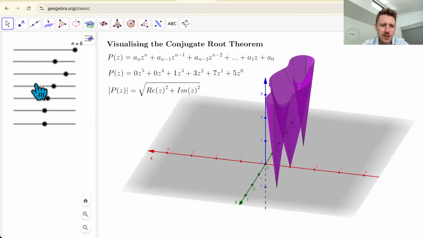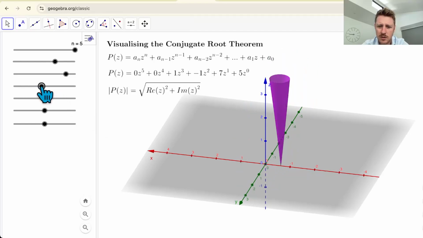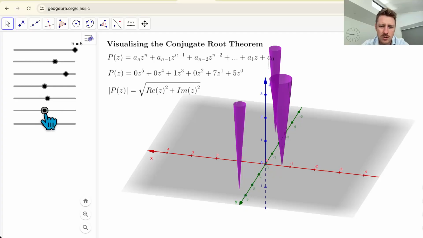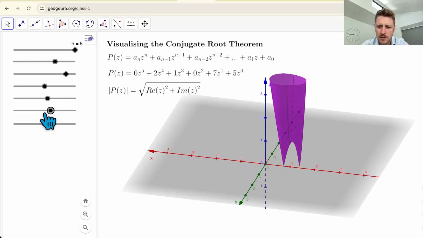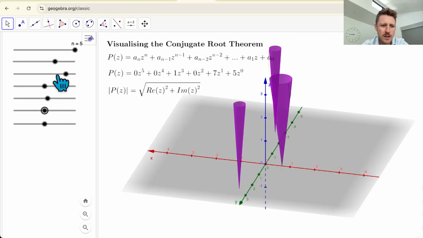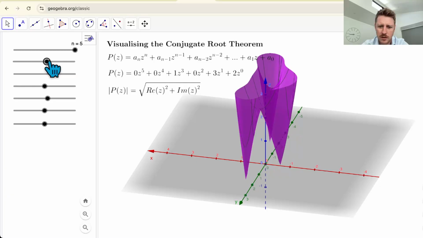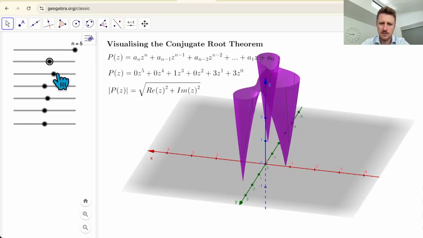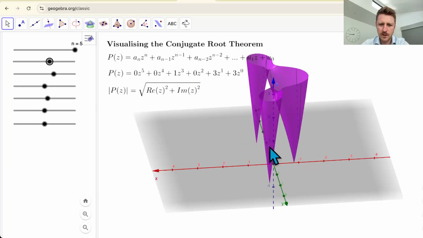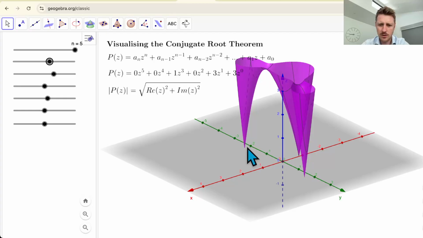And you'll notice that if I start changing these terms, just for illustration purposes, they always come in conjugate pairs. There's always a pair of solutions, which is what we're talking about, the conjugate root theorem. This polynomial, z cubed plus 3z plus 3, is another example where you can see we get conjugate pair solutions.